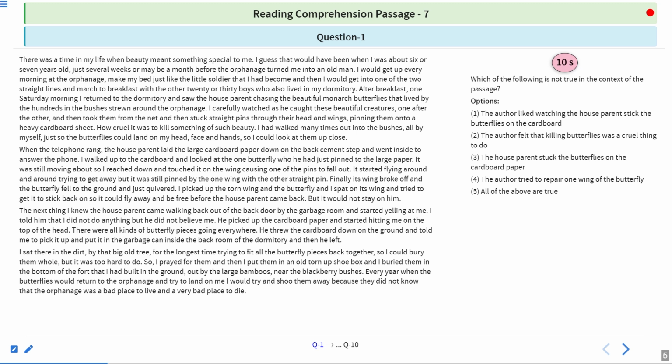He threw the cardboard down on the ground and told me to pick it up and put it in the garbage can inside the back room of the dormitory, and then he left. I sat there in the dirt by that big old tree for the longest time trying to fit all the butterfly pieces back together so I could bury them whole. But it was too hard to do so.